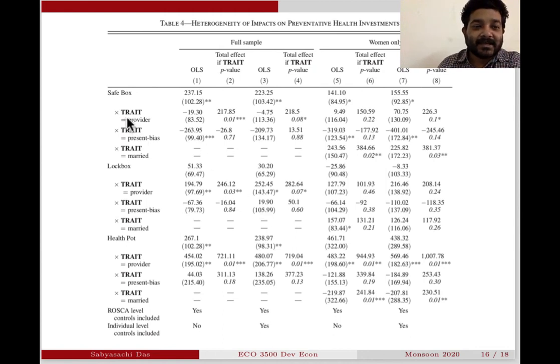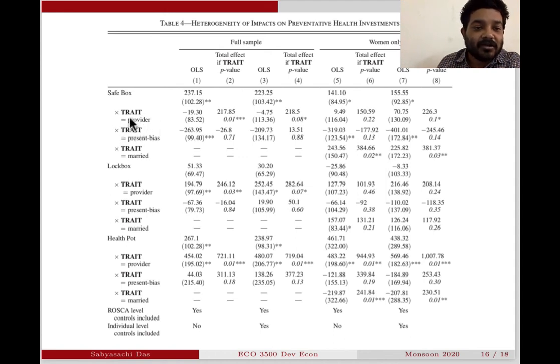This is basically saying that they want to see whether the safe box treatment was different across people with different characteristics. And so basically the provider is a dummy that takes value 1 if you always give out money to friends and family members who ask for your money. So basically on net your money is getting taxed because your family and friends all are in need, and they always approach you to provide the money.